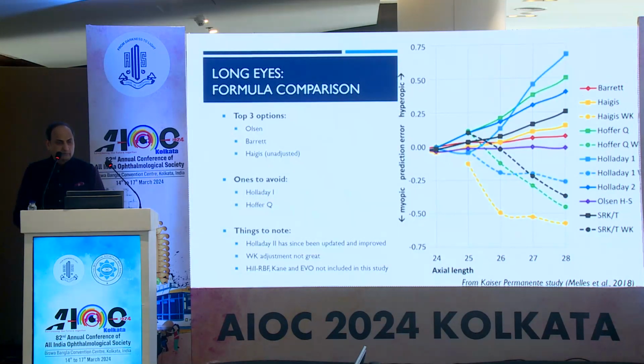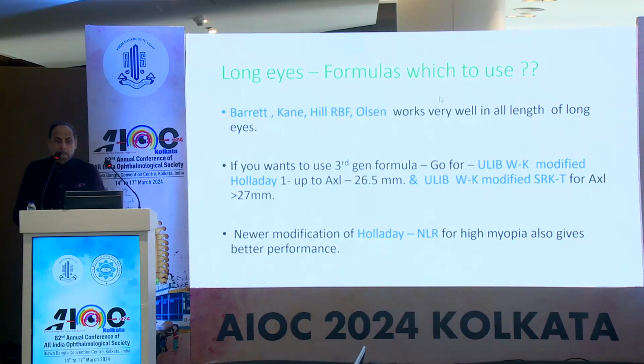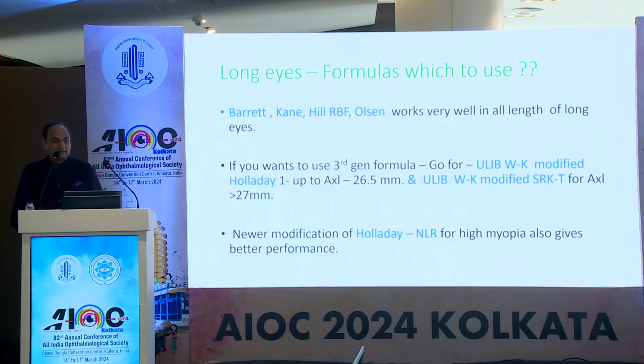I'm going to skip this because this is for the long eyes, that the Olsen, the Barrett and the Haigis were the top three options. Not going to. So trying to conclude, long eyes, which formulas to use? Well, Barrett, Kane, Hill RBF and Olsen, which are quite easily available. They work very well in all lengths of long eyes.